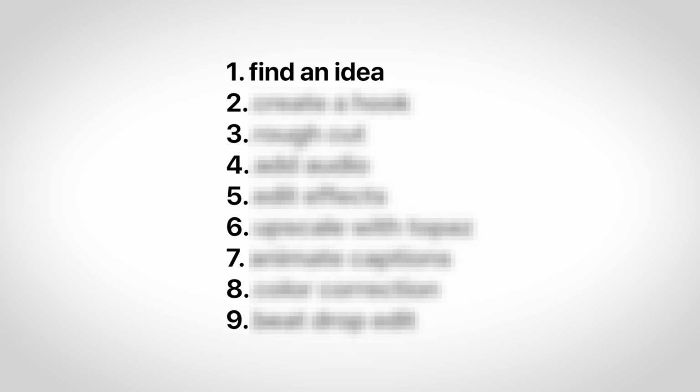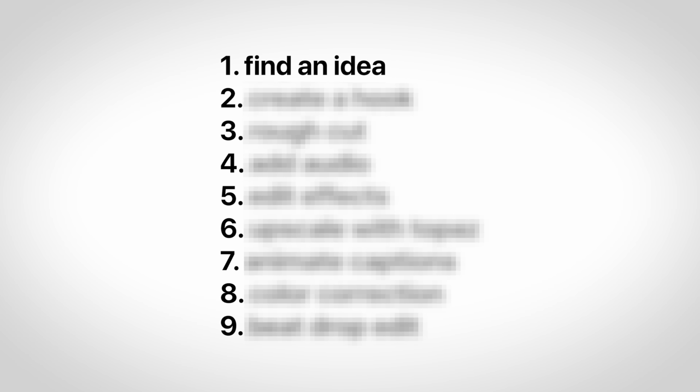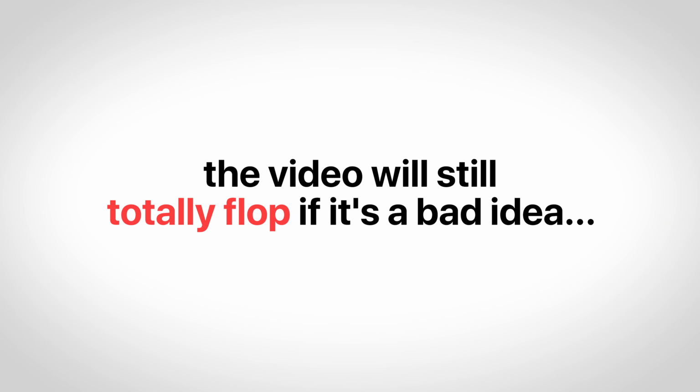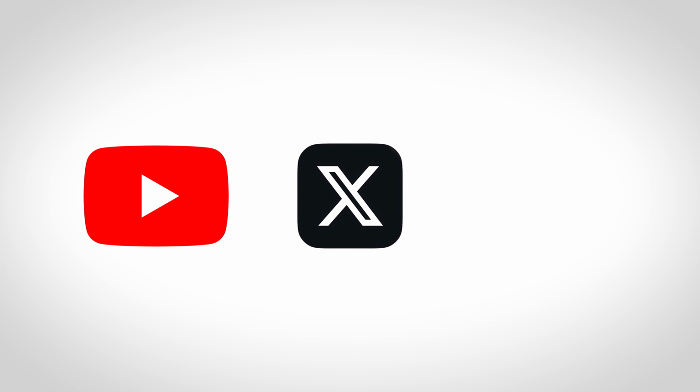So before you start editing, you need to find an idea and the clips that you're actually gonna edit. This is probably the most important step of this whole process, because even if you have a really nice looking edit, the video will still totally flop if it's a bad idea. So to make sure that doesn't happen, the best way to find good ideas is to just find clips that have already gone viral on their own, and then edit them together into one cohesive edit. I usually look on YouTube, Twitter, or other social media platforms to find these clips.